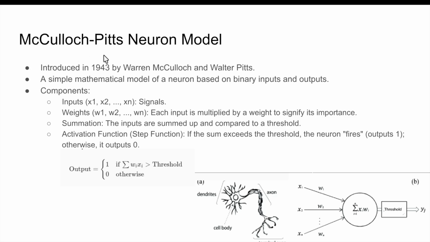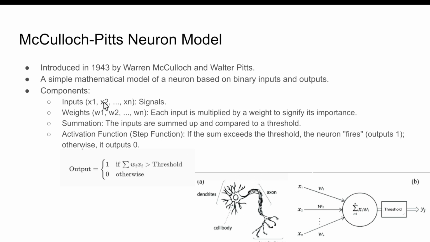Welcome everyone to this McCulloch's neuron model lecture. This model was introduced in 1943 by Warren McCulloch and Walter Pitts. It's a simple mathematical model of a neuron based on binary inputs and binary outputs. This basic architecture was modeled after the working of a biological neuron.